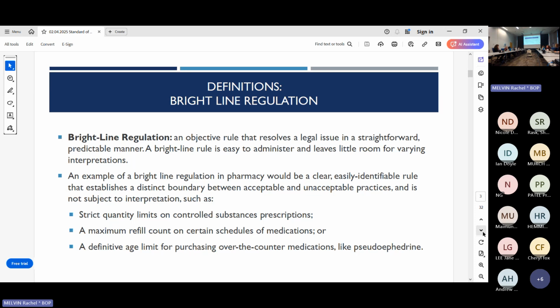So in terms of how that might exist or be exemplified in the pharmacy world, maybe a strict quantity limit on controlled substance prescriptions, so limiting the amount of refills that's allowed for a C3, for example, a maximum refill count on certain scheduled medications, a definitive age limit for purchasing OTC medications like Sudafed, et cetera. So there's nothing left to interpretation. Either something is or it isn't within the box or outside of it.